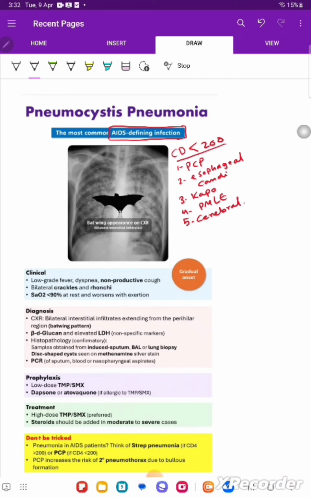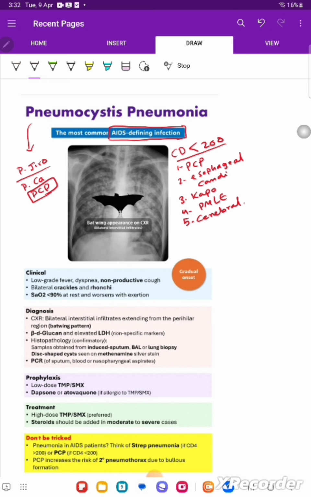So if we want to know first what's the causative agent of this type of pneumonia, the causative agent is called Pneumocystis jirovecii, and this is the new name. The old name was called Pneumocystis carinii, and this is why it was called PCP pneumonia, Pneumocystis carinii pneumonia. But nowadays, this term Pneumocystis carinii is replaced by Pneumocystis jirovecii.